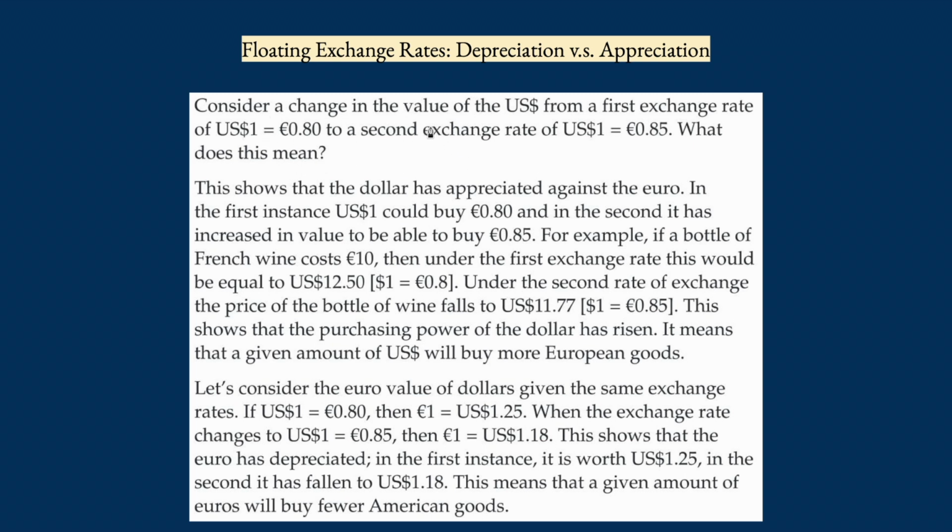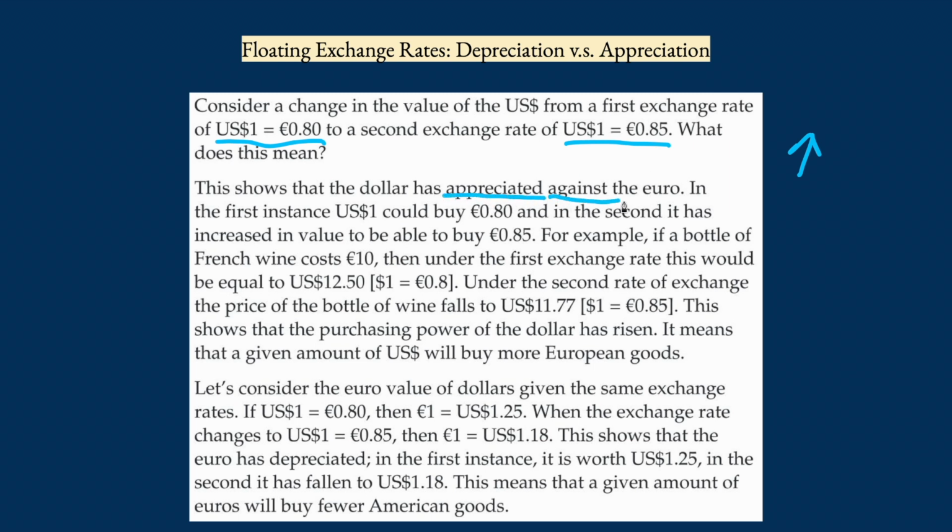So consider a change in the value of the US dollar from the example before, from a first exchange rate of 1 US dollar to 0.80 euros to a second exchange rate of now 1 US dollar equaling 0.85 euros. So by underlining the two, we can begin to compare and contrast them. Overall, this shows the dollar has appreciated against the euro, okay? Because now, since 1 US dollar is worth more in the other currency, it's worth 85 cents versus 80 cents, the value of the dollar has increased. The value of the dollar has since increased and appreciated, by using the right terminology, against the euro.